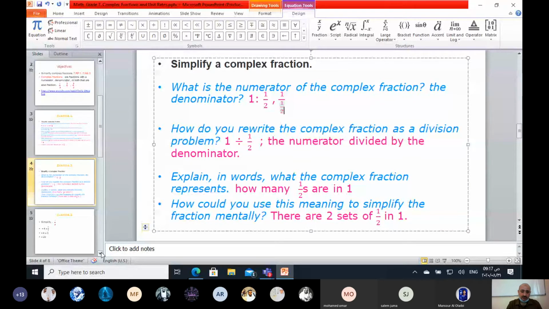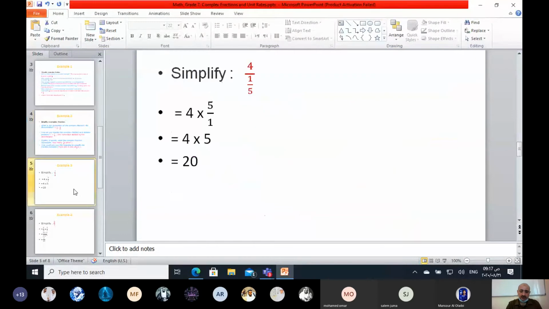Now we want to learn how to solve it using the rule. The question here: simplify. Here we have a complex fraction. Why? Because in the denominator here we have a fraction. The rule says keep, change, then switch or flip. Keep means keep the same numerator. So here 4, put here 4. Then change from divide to multiply.